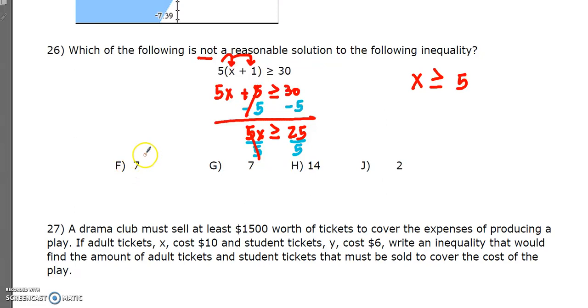F says 7. Is 7 greater than or equal to 5? Yes, it is. But remember, we're trying to find the one that's not a reasonable solution. This one will work. G also is 7, so of course that's still the same. Yes. 14, is 14 greater than or equal to 5? Yes, that's true, so that's not going to be it. How about 2? Is 2 greater than or equal to 5? Well, no, of course it's not. That's false. That's the one that we were looking for, the one that's not going to work.